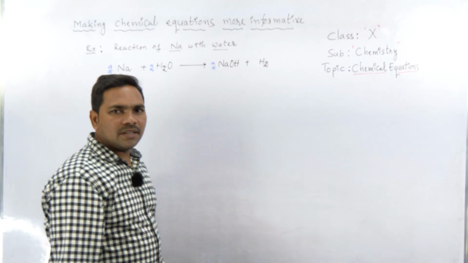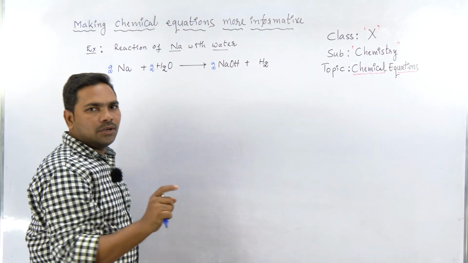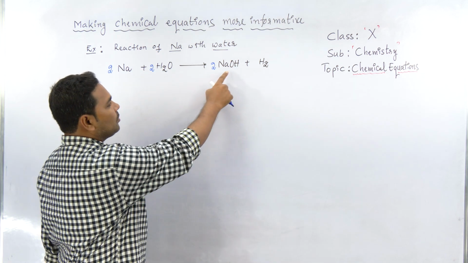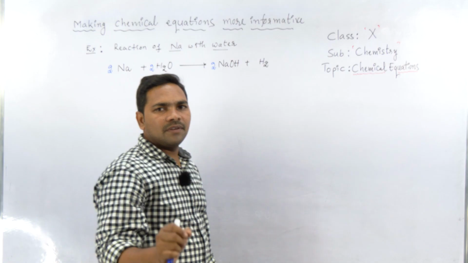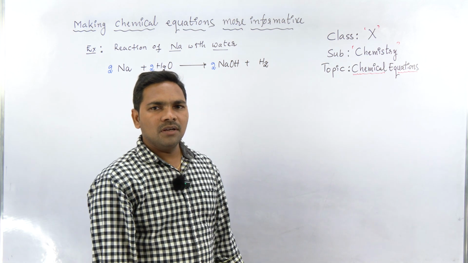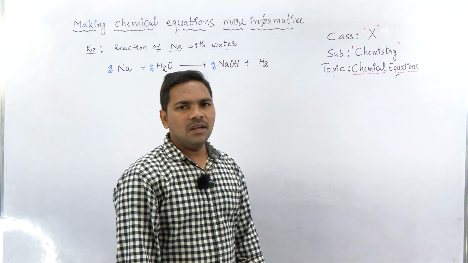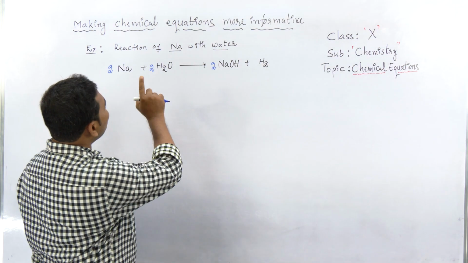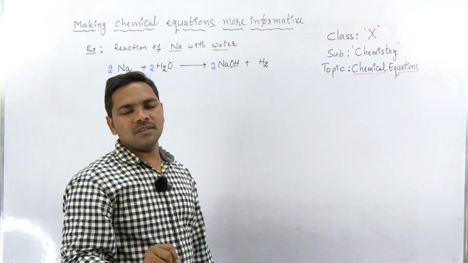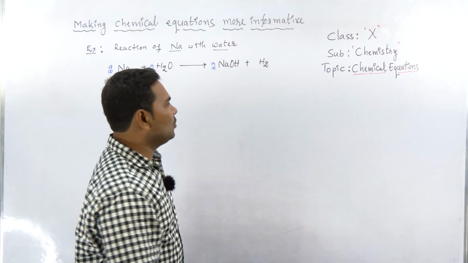Now from this we understand that 2 atoms of sodium react with 2 molecules of water to produce 2 molecules of sodium hydroxide and 1 molecule of hydrogen. This is what we understand from this balanced chemical equation. Now the question is, how can we make this chemical equation more informative? For that, we can add a few things.